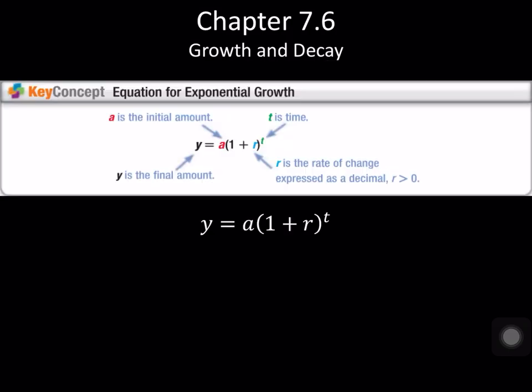So here's the first equation. It's the equation for exponential growth, and I've got it written down here at the bottom. It's a little bit easier. Y equals A open parentheses 1 plus r close parentheses raised to the t power. Okay, so there's your formula. Here's what all of the things mean, okay?